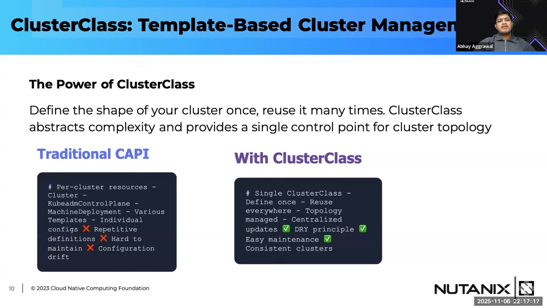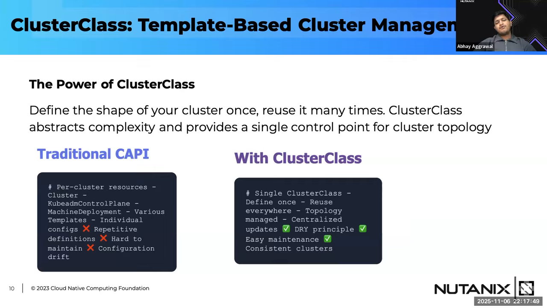Topology management. ClusterClass manages what we call topology, the structure of your cluster. Control plane: how many nodes, what size, which version. Workers: how many sets of workers, their size, their labels. All of this is defined once in the ClusterClass. Let's look at some comparison. Traditional CAPI, 100 lines of YAML per cluster; with ClusterClass maybe 20 lines. The ClusterClass itself might be 200 lines, but you wrote it once and reuse it forever.